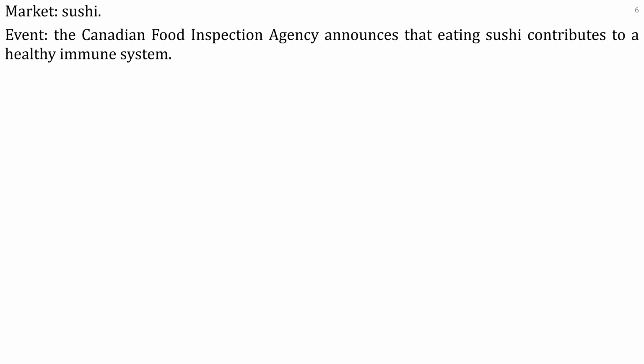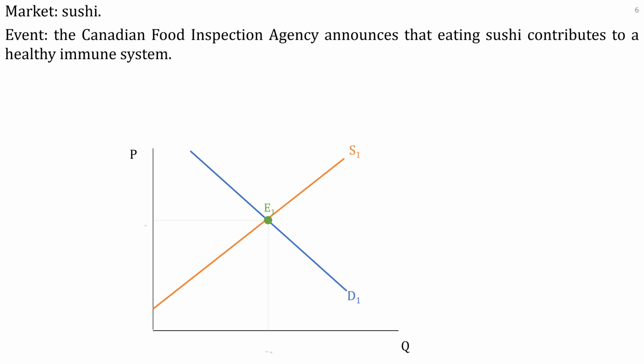Let's look at the case of sushi. In all these cases, you start with a generic form of supply and demand, and you write the name of the market at the top. Now, the challenging part is to tell which curve shifts and how. Here's where you need to know your shifters, right? Logic helps, but also you need to know your shifters.